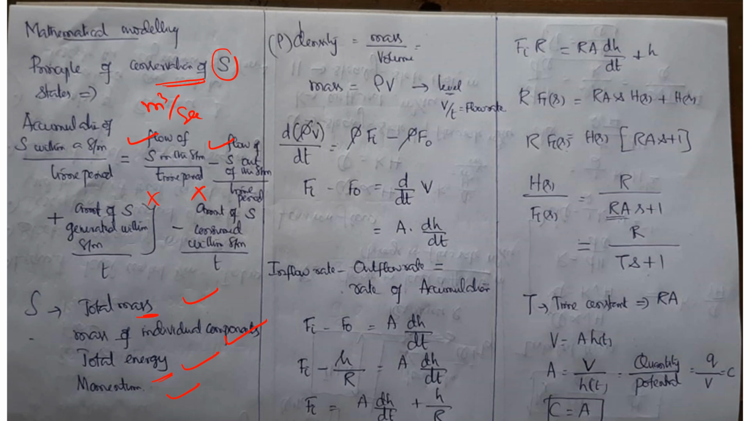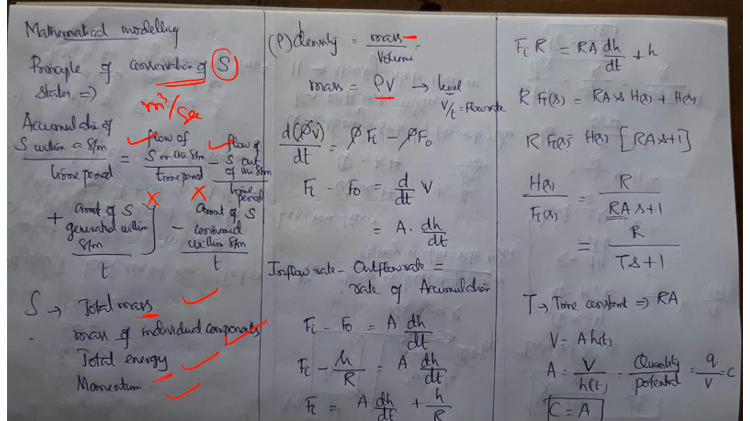So to do the modeling, we use the principle of conservation of some quantity. In this case, our quantity is total mass. So now we'll see how this mass is related with this liquid level system. We all know that density equals mass by volume. Because we need mass, mass equals density into volume. So we are going to substitute in this.